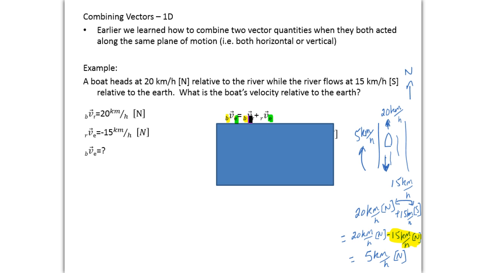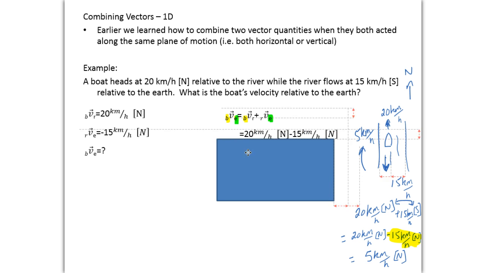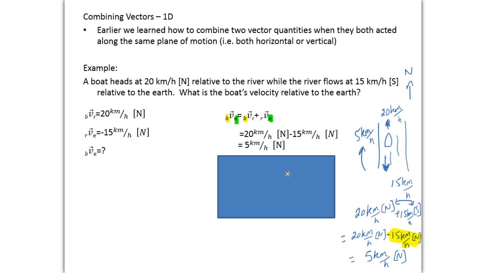The only other object involved here, you include the boat, the Earth. You see the boat, Earth. The only other object in this question is the river. So you just fill the area in and write in the values you know: 20 kilometers per hour north, negative 15 kilometers per hour north. And so the velocity of the boat with respect to the Earth is 5 kilometers per hour north. So that's in one plane of motion. We're talking north-south, one direction.